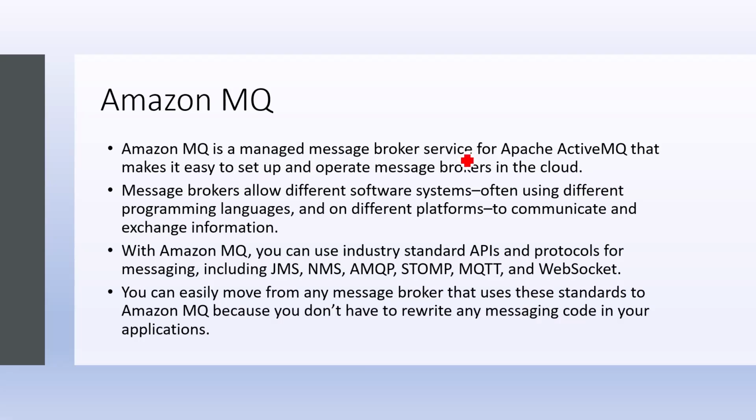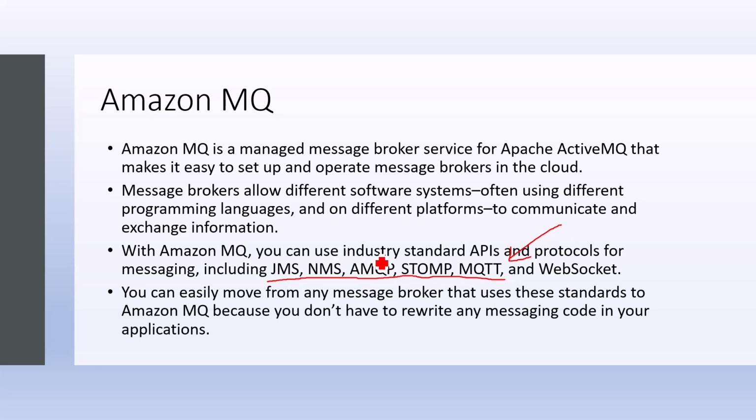Amazon MQ is a managed message broker service for Apache ActiveMQ that makes it easy to set up and operate message brokers in the cloud. A message broker allows different software systems, often using different programming languages and on different platforms, to communicate and exchange information. With Amazon MQ, you can use industry standard protocols such as JMS, NMS, AMQP, STOMP, and the MQTT protocol is mentioned here. And this was asked in the question.